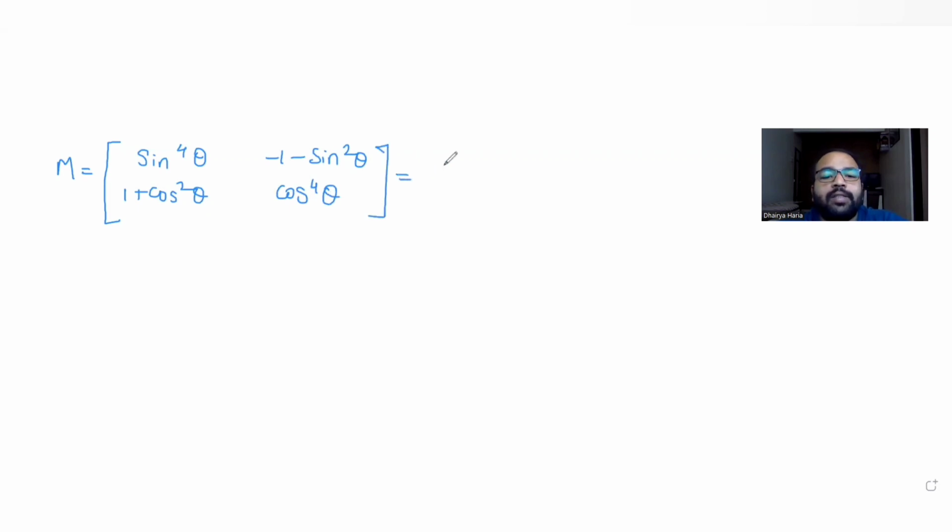So today's question is from the topic of matrices, where a matrix M is given, which has the elements sine raised to 4 theta, minus 1 minus sine square theta, 1 plus cos square theta, and the last element is cos raised to 4 theta. It is also given that M is equal to alpha into I plus beta into M inverse.